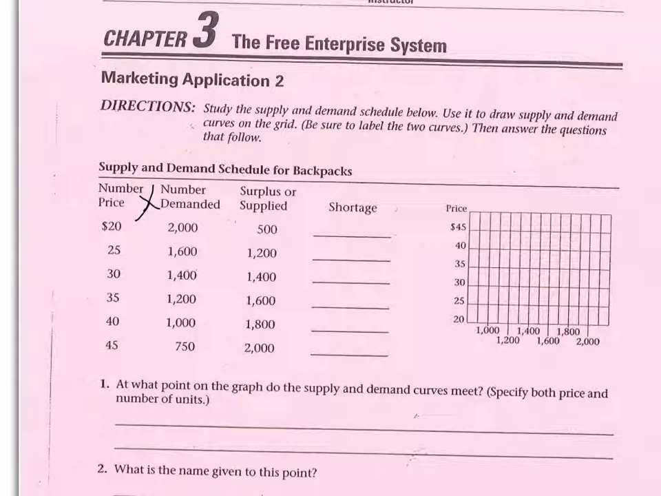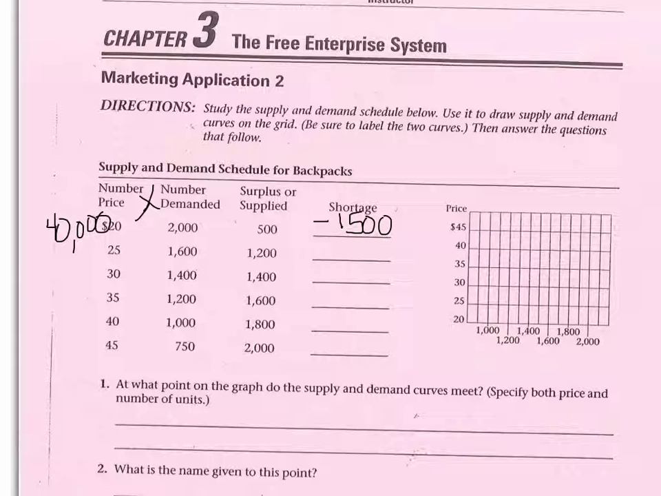So for the first one, if we priced our product at $20, and at $20, 2,000 would be demanded, we multiply those together and we get $40,000. Okay, at that price, we have a surplus of 500 left over. So if 2,000 were demanded and 500 were left over, our shortage would then be a negative 1,500.